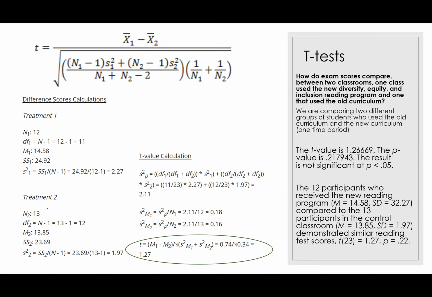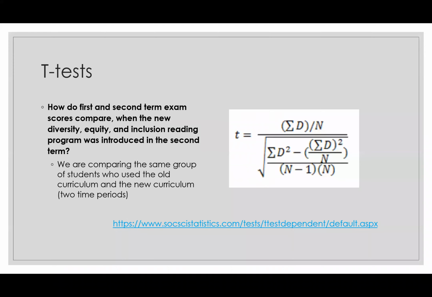So again, this was the t-test comparing two different groups of students. And this is the t-test and formula for comparing the same group of students who used the different curriculum in different time periods, right? So we're really looking at time 1 versus time 2 here.